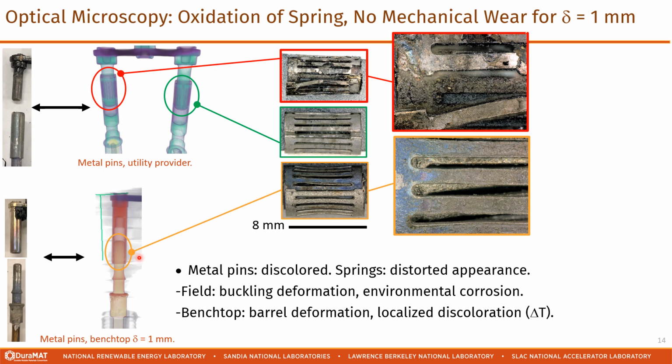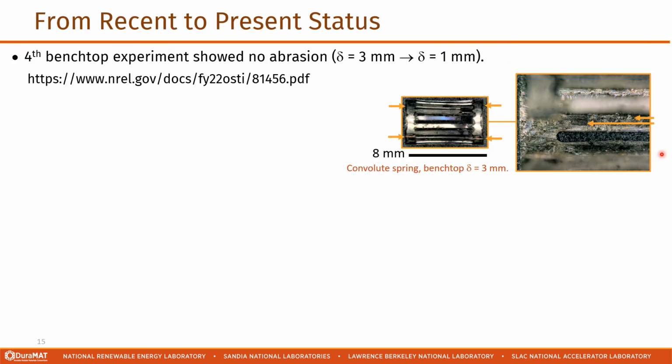And then in the benchtop experiment, we see some evidence of barrel buckling or deformation. Here there's localized discoloration that would indicate a temperature rise and subsequent effects as well. Our most recent experiment shows no evidence of scuff marks or internal abrasion that we saw in the previous benchtop experiment using a larger applied deflection. And there's a little bit more about this in the recent webinar.